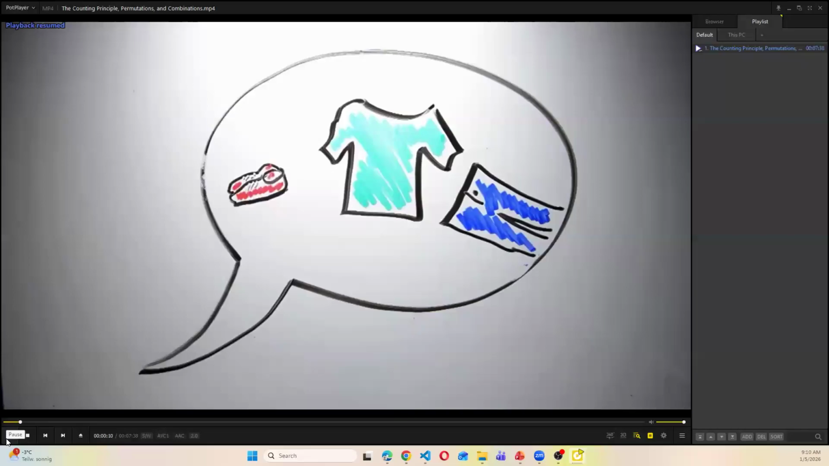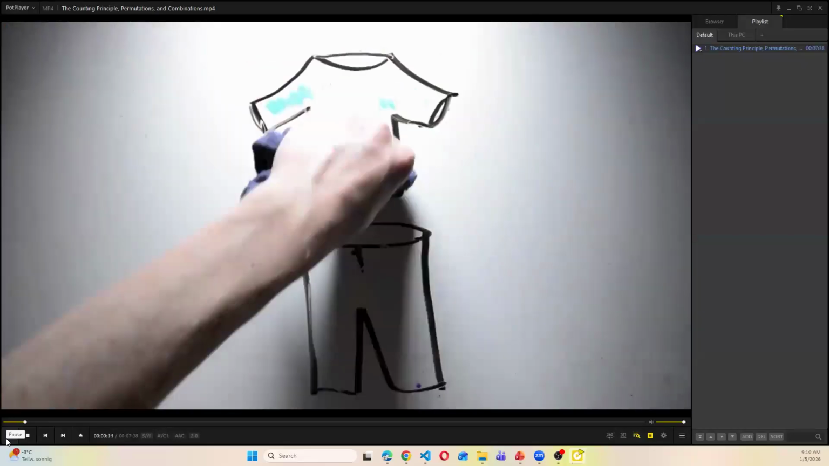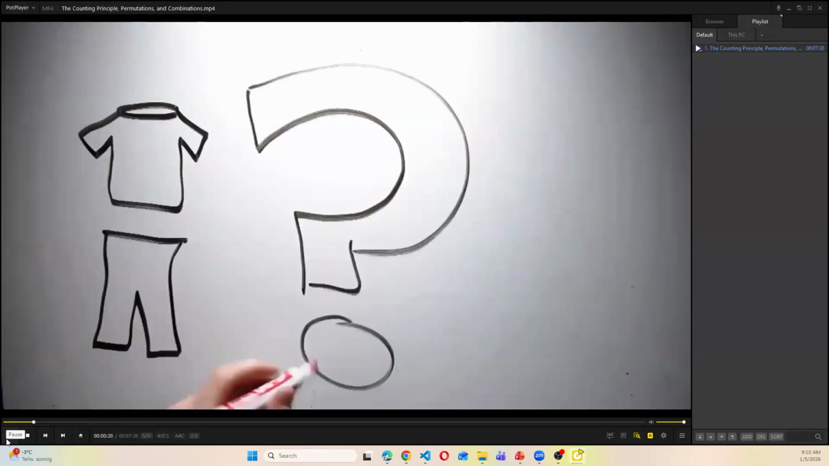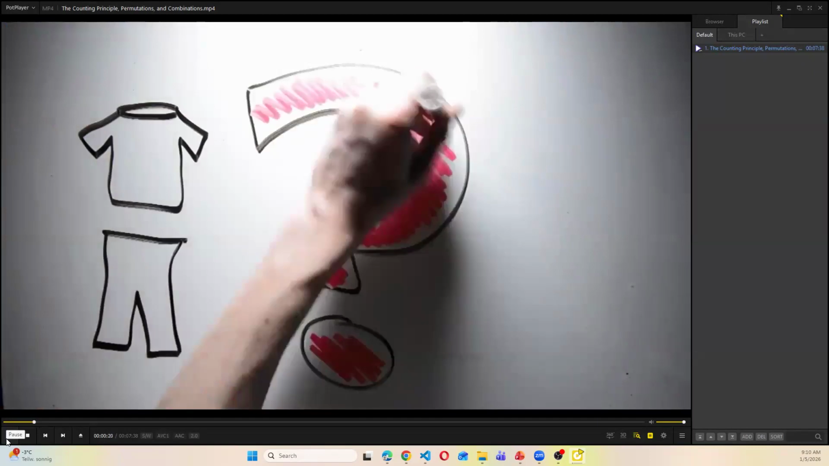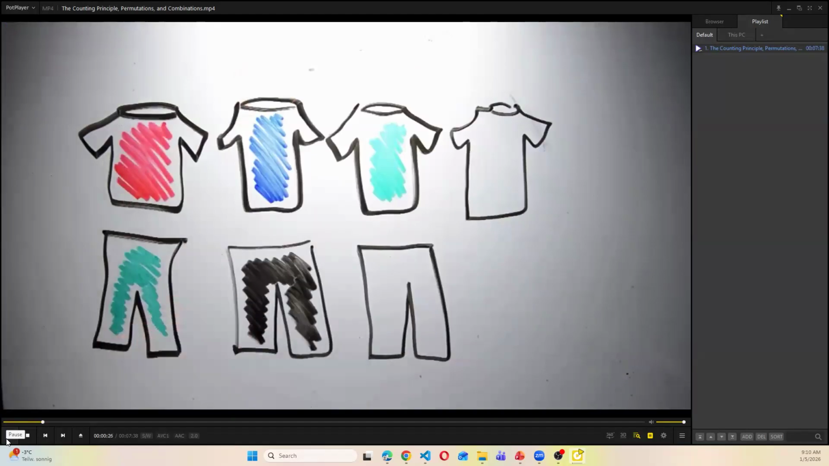To keep it interesting, we always try to wear something different, or else it would just be boring. So how many ways can we wear our clothes? Well, let's figure it out. Let's say, for example, I have 3 pants and let's say 4 shirts. Well, then how many different outfits can I wear?